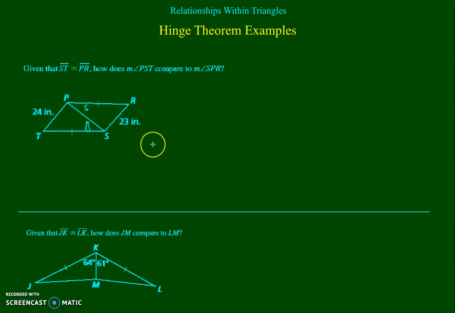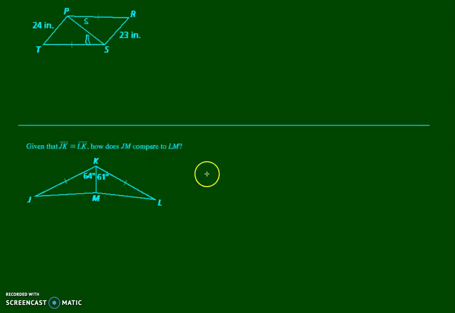So let's take a look at another example. Here we have JK is congruent to LK. How does JM compare to LM? Well, again, we have KM congruent to itself by the reflexive property. So two sides of one triangle congruent to two sides of a second. Bigger angle translates to bigger side. Smaller angle, smaller side. So we can say that JM is bigger or longer than ML, smaller or shorter.